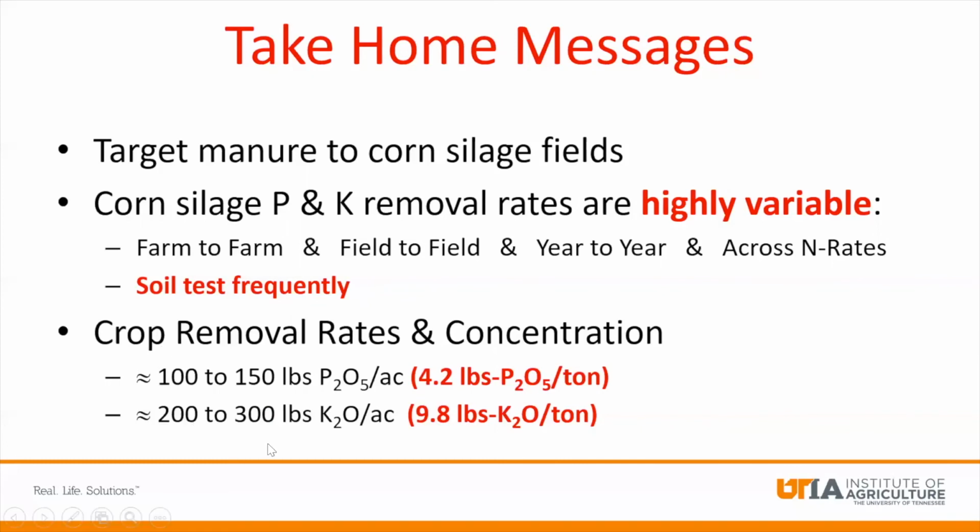If you don't have estimates of your mineral nutrient removal rates, it appears that the P2O5 is going to be somewhere between 75 to 100 pounds of P2O5 per acre, up to 150. If you have your yields, you can multiply our average concentration by your yield. Again, your yield needs to be normalized to 65% moisture, and you would be able to obtain an estimate of your phosphorus removal rates. And the same goes for potassium, which typically will be 200 to 300 pounds of K2O per acre. And this concentration can be multiplied by your yield at 65% moisture to estimate your crop removal rates.